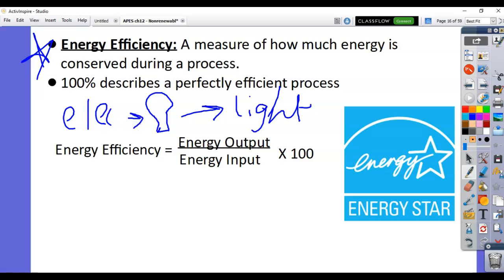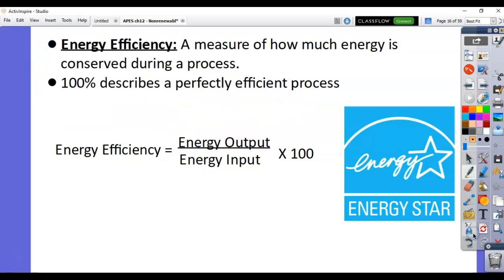If it were perfectly efficient, I would put in 10 joules here and I would get out 10 joules of light. But that's not the case because some of it's lost as heat, okay? So perfectly efficient, I would put in a certain amount of energy and I would get that same energy out. So they like to have you calculate energy efficiency.